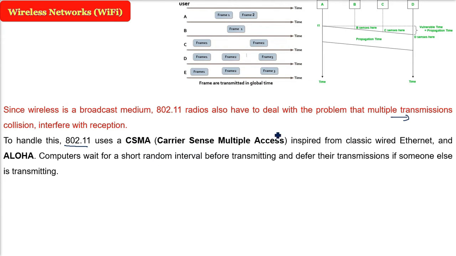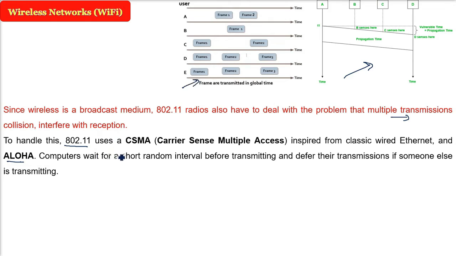And this CSMA, you see here, this is the classic wired Ethernet. It was used in classic wired Ethernet, 802.3. And then came the Aloha. So this CSMA and Aloha, actually the collision detection and avoidance scheme is taken from them.